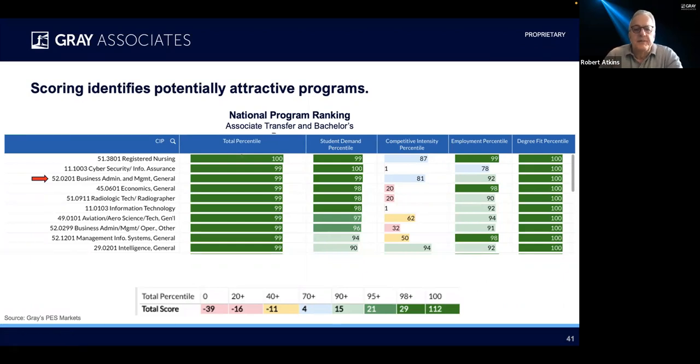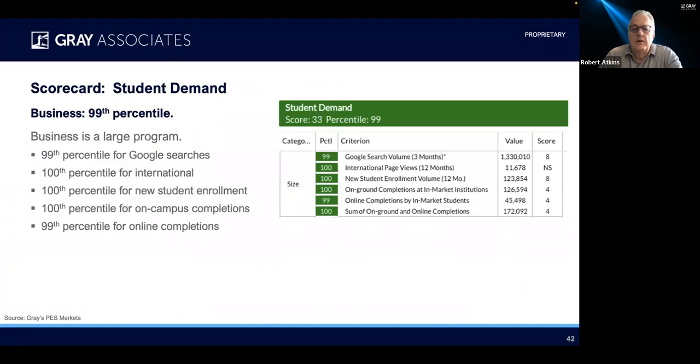So let's take a look at business management in particular across these 4 dimensions of student demand, competition, employment, and degree fit. On demand, you can see it's all dark green. That suggests a very big program. In fact, it's at the 99th percentile in Google search volume, the 100th percentile in international page views, the 100th percentile, it's the largest program in terms of new student enrollment. On ground is enormous as well, number 1. Online completions, actually at 99th percentile. So let's pause there. That means a very big online program.